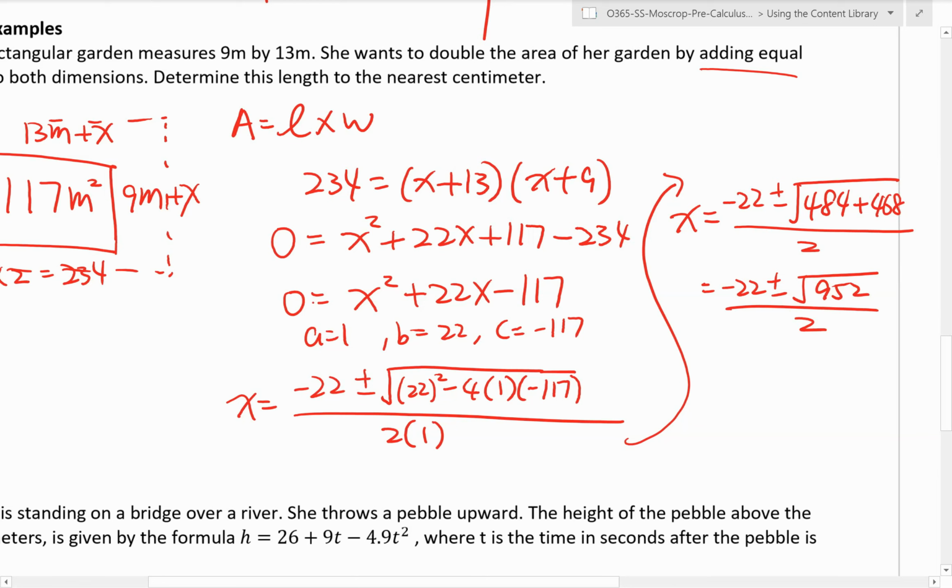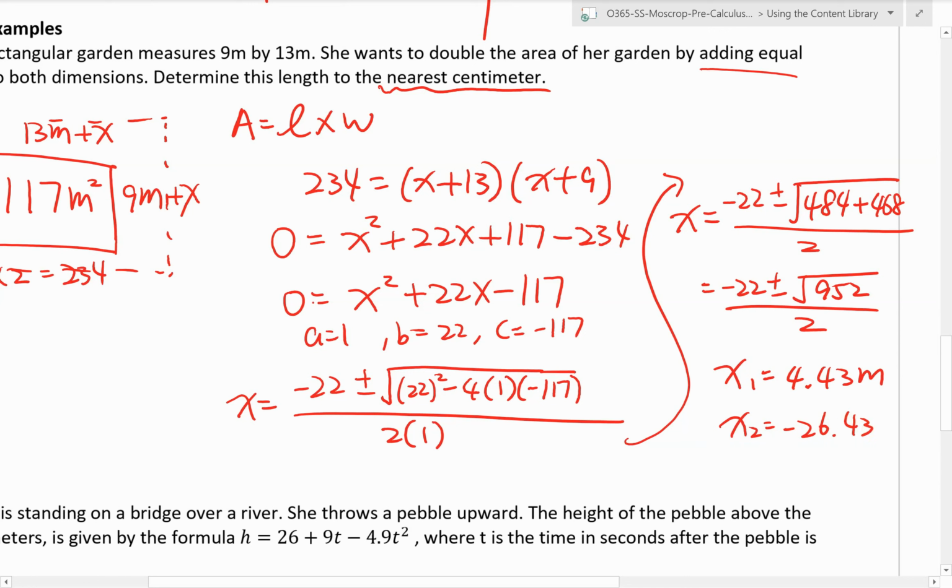Now in the question, it does ask us to round to the nearest centimeter, so we could just plug this into the calculator and see what we get. So we're going to go negative 22 plus the square root of 952 and then divided by 2. So one answer is 4.43 meters. If we do it by subtraction, that's our x2, the second answer. So that would be negative 22 minus the square root of 952, divided by 2.